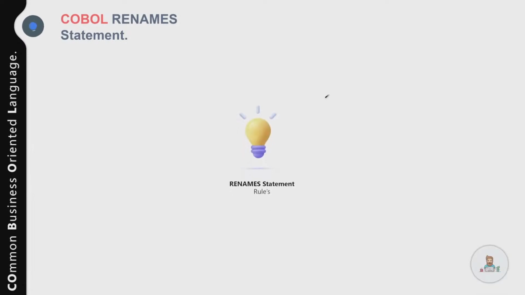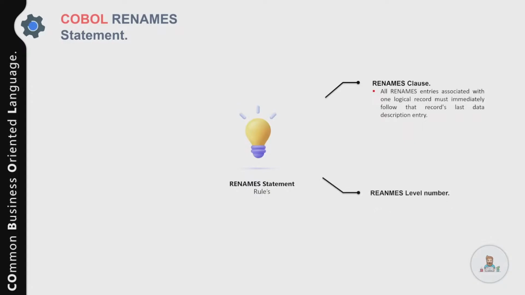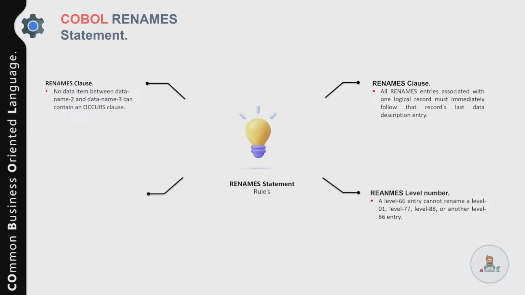Now let's talk about a couple of important rules related to rename clause. The first one is all rename entries associated with one logical record must immediately follow that record's last data description entry. A level 66 entry cannot rename a level 1, level 77, level 88, or any other level 66 entries. Next one is no data item between data name 2 and data name 3 can contain an occur clause. And the last one is the abbreviation through and the actual word through are equivalent, and you can write any number of rename entries for a logical record.